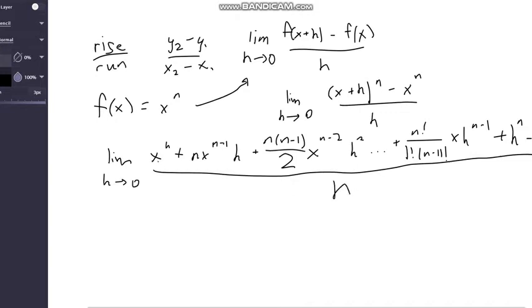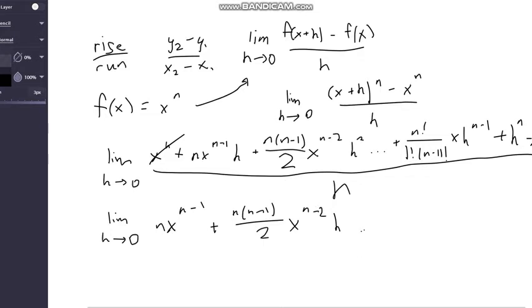So right off the bat, we can see we can cancel out these two. And then we can also divide by h. So limit as h goes to 0 would be n x to the power of n minus 1 plus n, that x to the power of n minus 2 times h, dot dot dot. Let's just skip this and put plus h to the power of n minus 1.